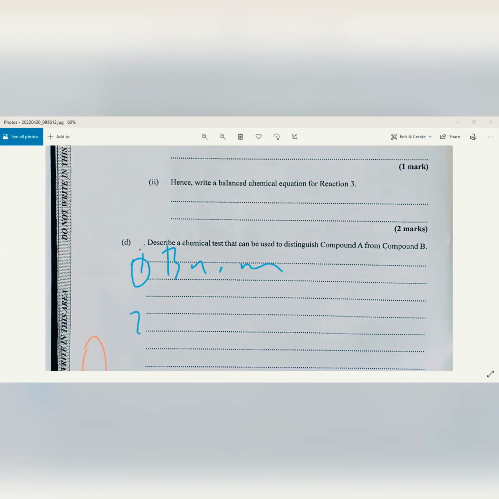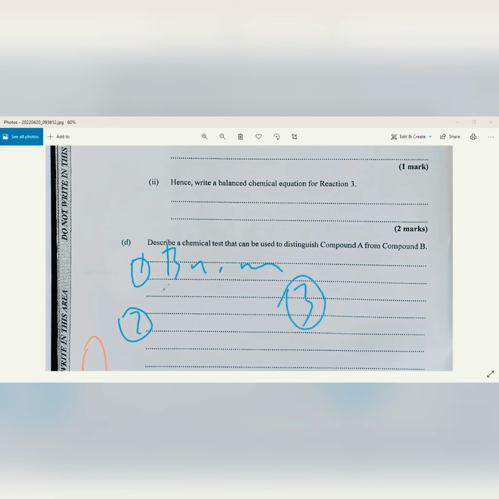And then you could also react both chemicals, compound A and compound B, with a halogen in the dark. Now, if a reaction occurs with the halogen in the dark, we know that that is the alkene, because alkanes only react with halogens in the presence of a light source or in the presence of an energy source. Okay, so that's 2 ways you could actually distinguish between the alkene and the alkane.